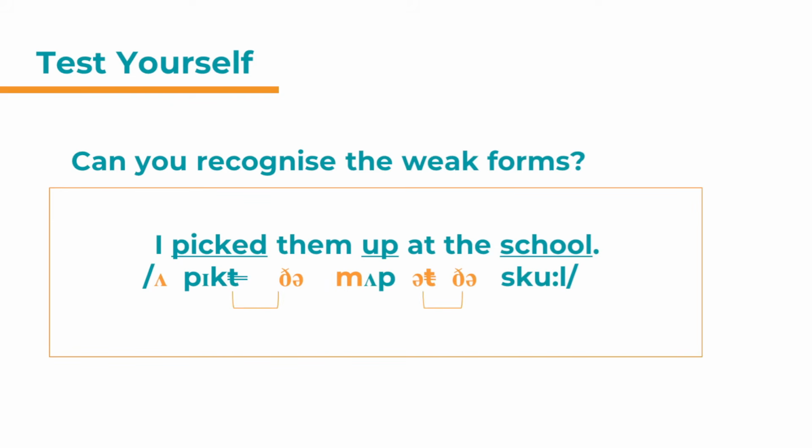There's also linking occurring here. Pick them: the t in picked is lost, this is elision, and it joins with them. Pick them. At and the, again here's elision, and we join them together, so the final t in at is dropped and it becomes at the. I picked them up at the school.